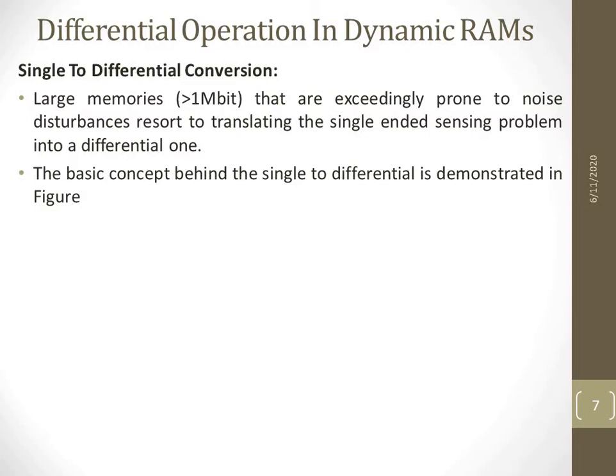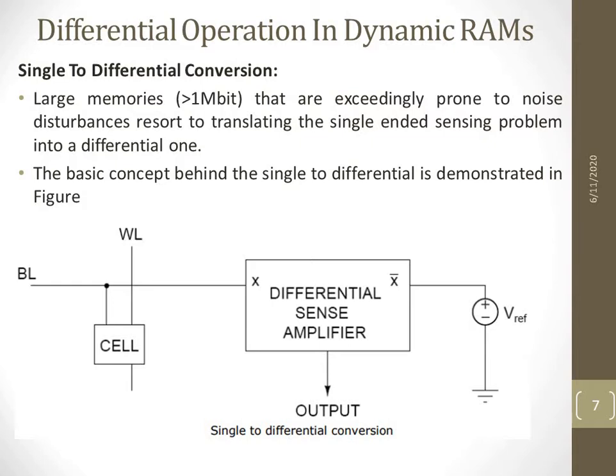The single to differential conversion is demonstrated in this figure, as you can see. Differential sense amplifier: now you know there is a bit line and a word line. So we have the storage cell here, and this storage cell will store the data. The stored data is taken, and the value the bit line is having is also taken.